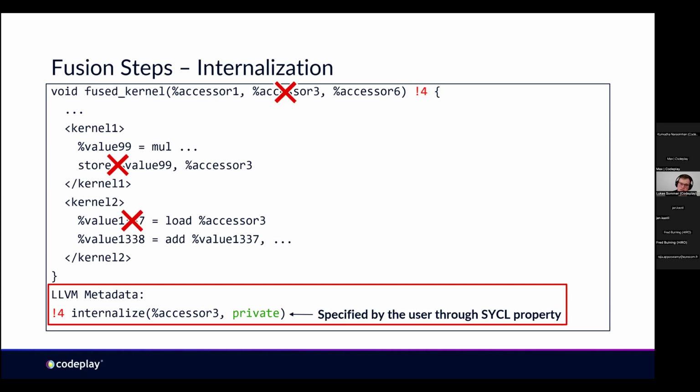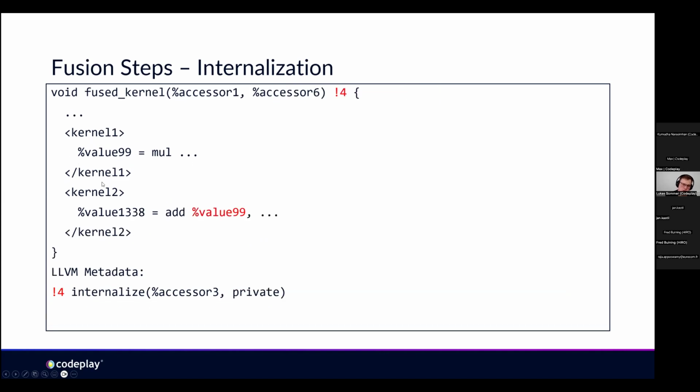So if we know that we're going to internalize accessor free to private memory, aka registers, we remove accessor free from the parameter list. We can remove this store here, and we can remove this load here. And instead of using the value that results from the load here, we can directly use value 99, which was first stored and then essentially read here again. We have our value 99 produced by this multiplication, and it's now directly used as data flow, or values in LLVM terms, directly here. So we now have a data flow from here to here, and it could be in a register, for example. Okay, that's on the internalization.